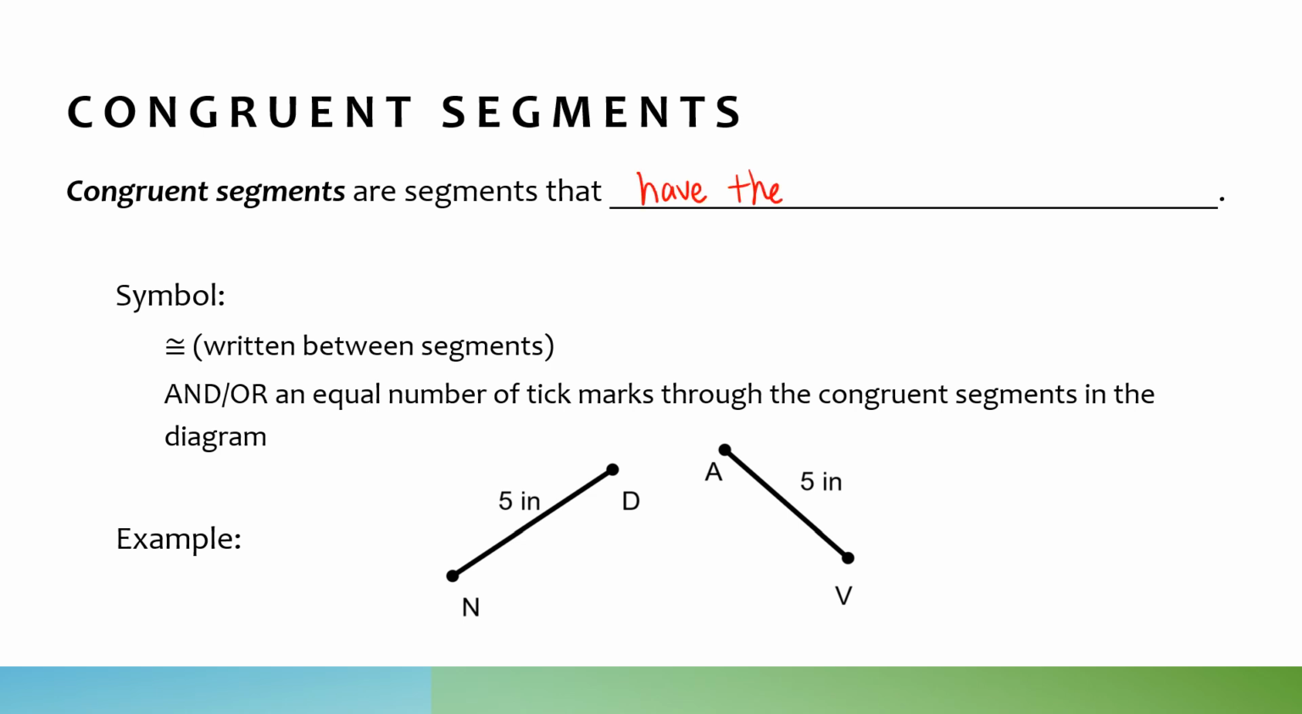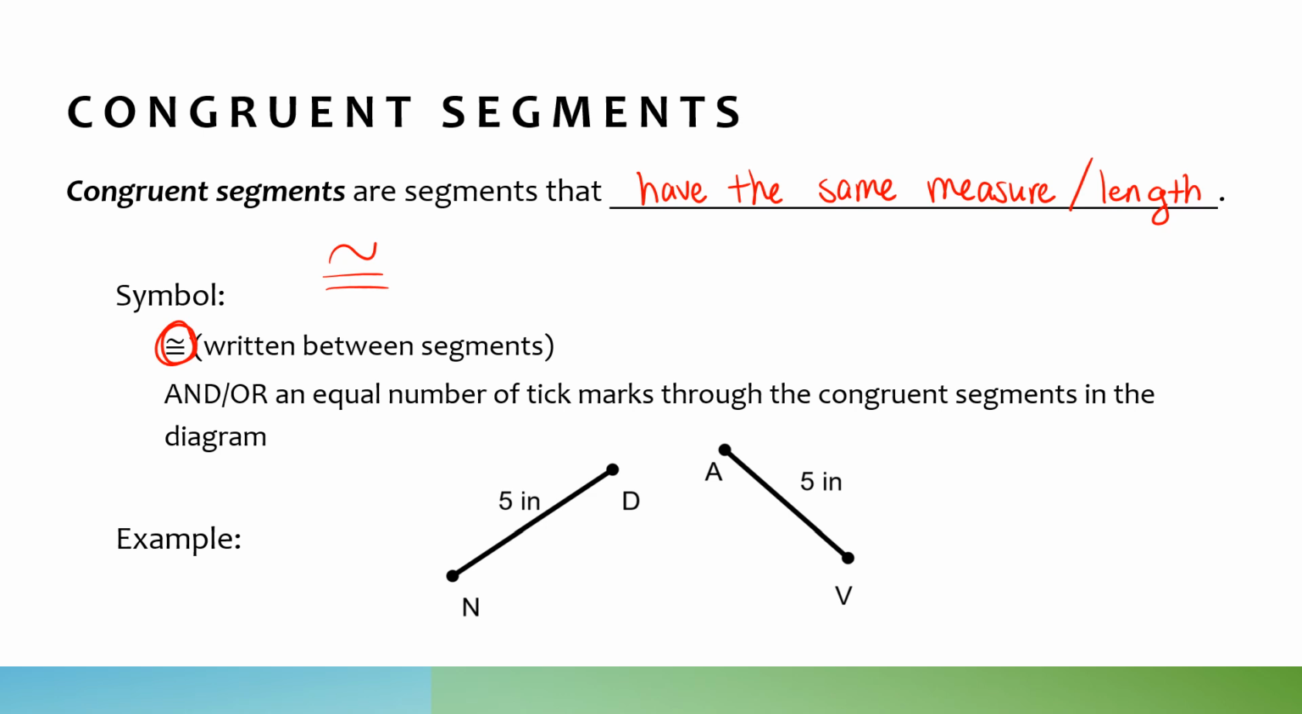Have the same measure. I'll put slash length, because that's the only thing we can really measure about a line segment. So we will use this symbol in this class a lot. It's a little small here. What it looks like is an equal sign with a squiggle on top. That means congruent.